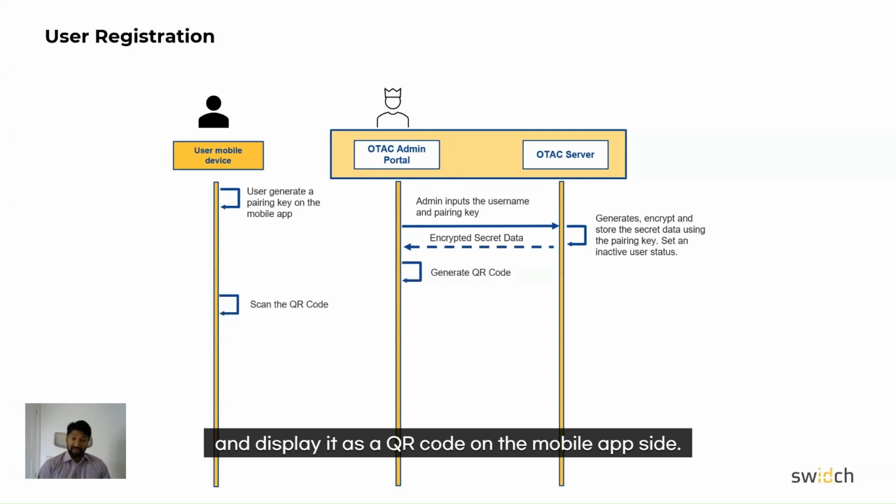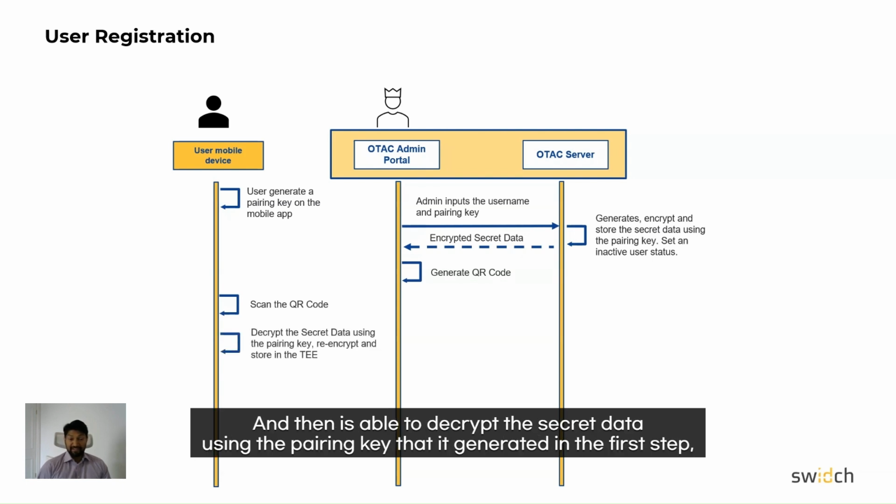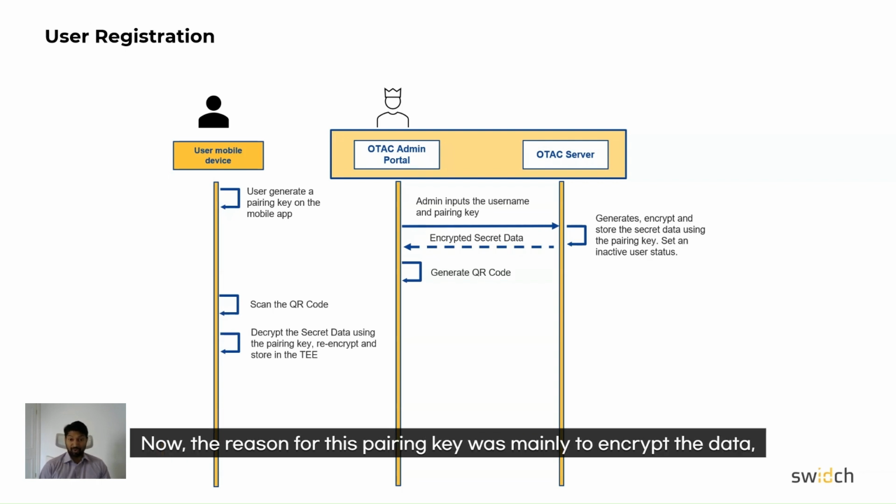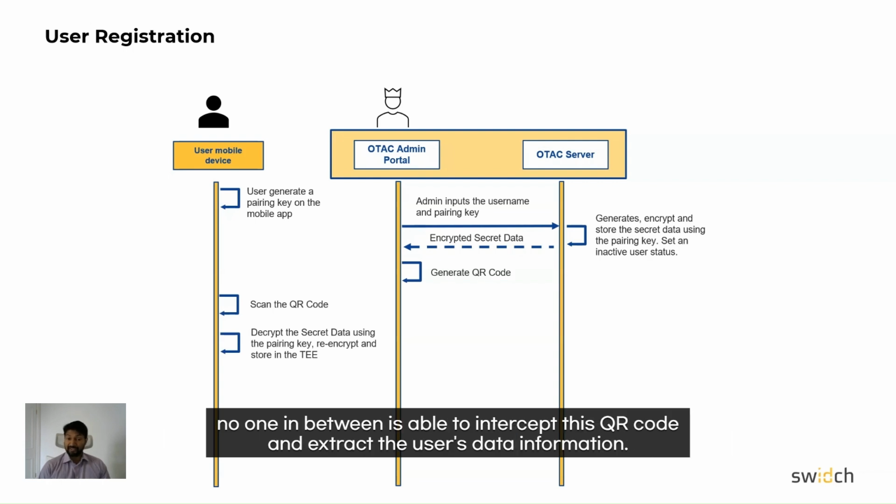On the mobile app side, the user is now able to scan this QR code and then decrypt the secret data using the pairing key that it generated in the first step. And it's going to re-encrypt this data with a new key and store it in the trusted execution environment. Now, the reason for this pairing key was mainly to encrypt the data, but to also make sure when we're displaying the QR code, no one in between is able to intercept this QR code and extract the user data information.